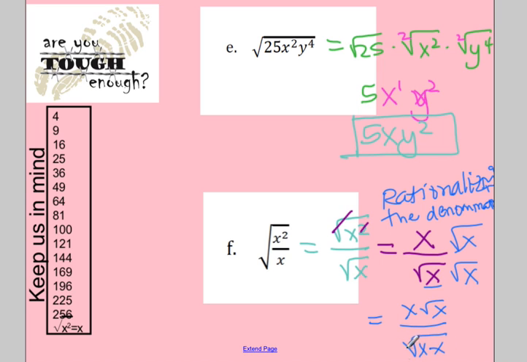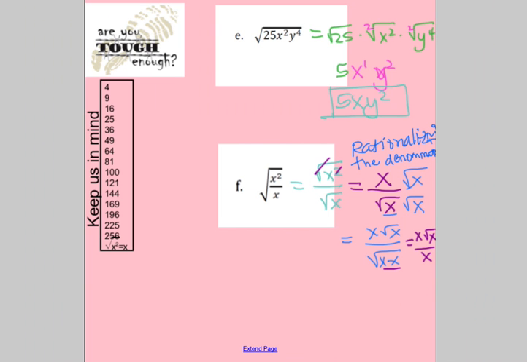I have a pair, so I can write them out in front. So I have x square root of x over x. And I would look and see if I could simplify this any further. X over x will cancel, and so my final answer is just the square root of x. So there's a lot of things going on in question F, but if you have questions, please be sure to ask. Okay, moving on to example G.